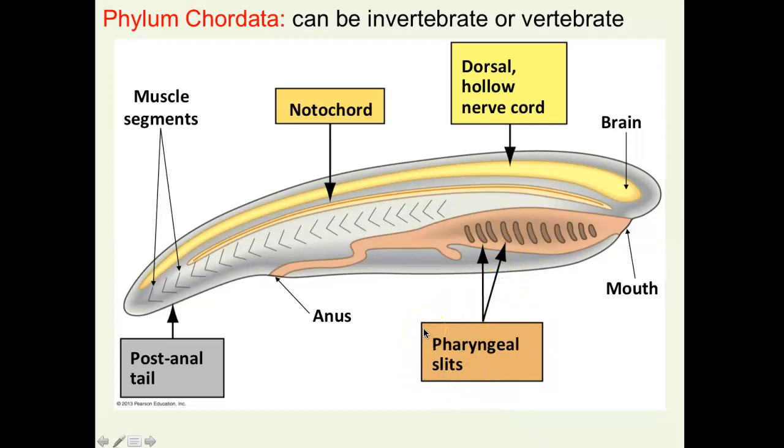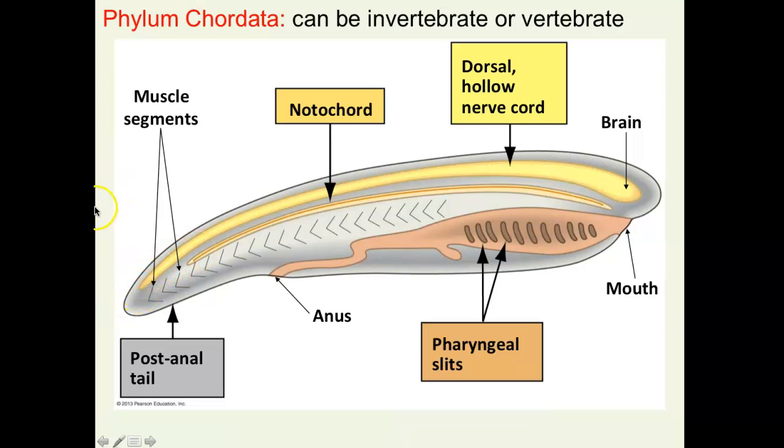Not all animals will have them as adults, but they do appear in that embryological stage of development. And then a post-anal tail. Again, not all vertebrates have a post-anal tail, but it does appear in our developmental process. As an embryo, humans have a post-anal tail. Then as we continue on in development, as we become a fetus, we lose that post-anal tail. So some organisms keep it and some organisms lose it.